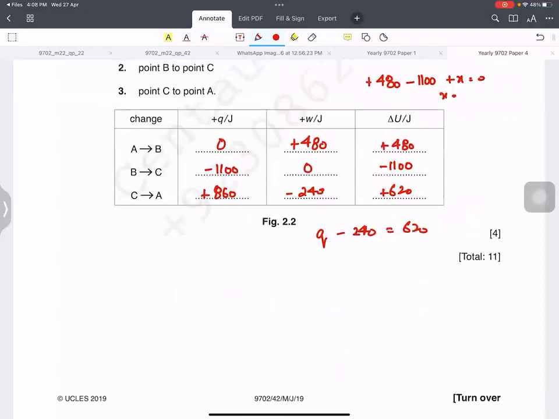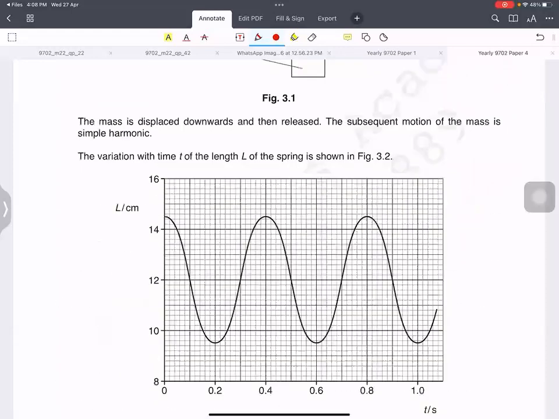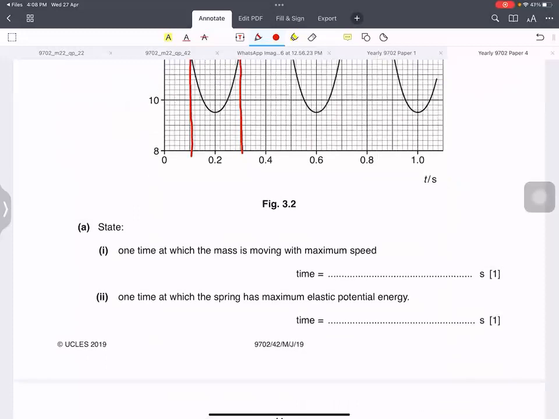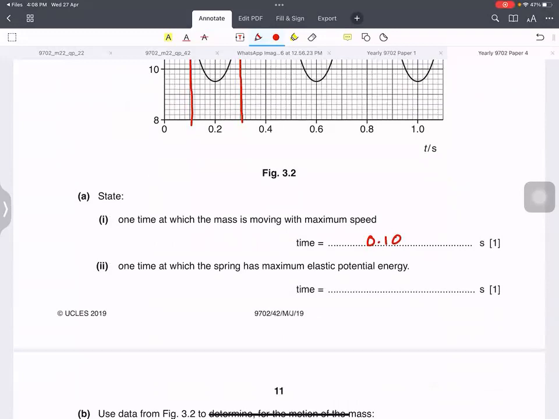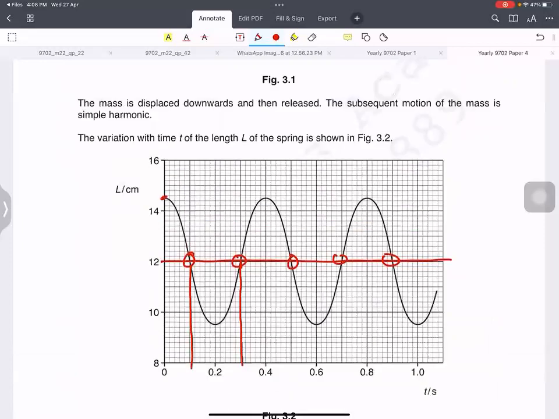That's all. Now, at what time is the mass moving at maximum speed? First of all, always make an equilibrium position. This is the equilibrium. Now, maximum speed is when there is minimum displacement. So this is 0.1, this is 0.3. So you can write 0.10 seconds. And then the time at which the spring has maximum elastic potential energy? Well, it could be like this one.